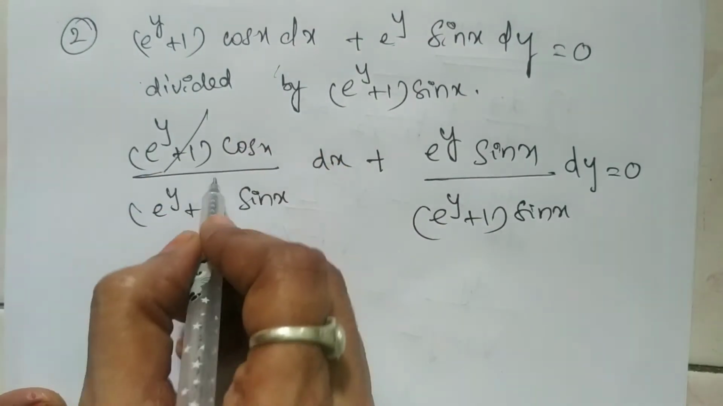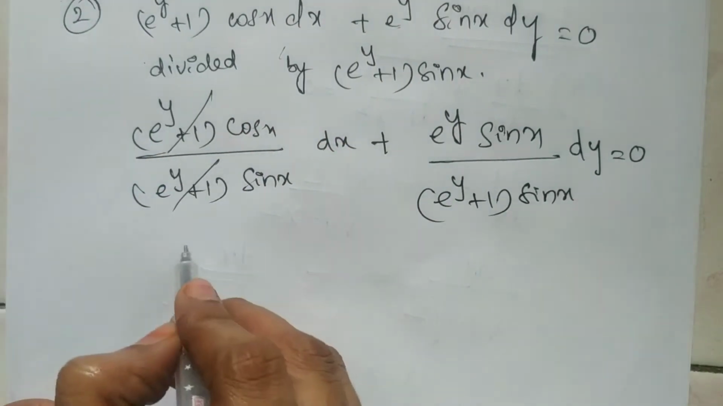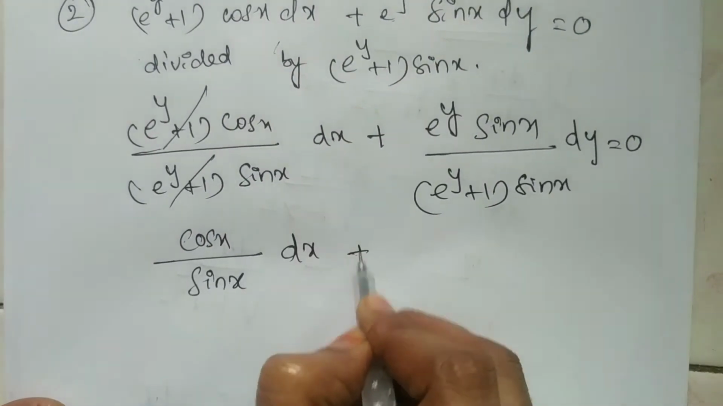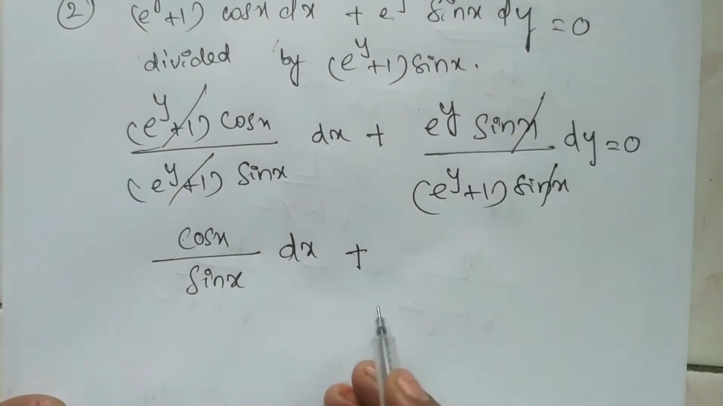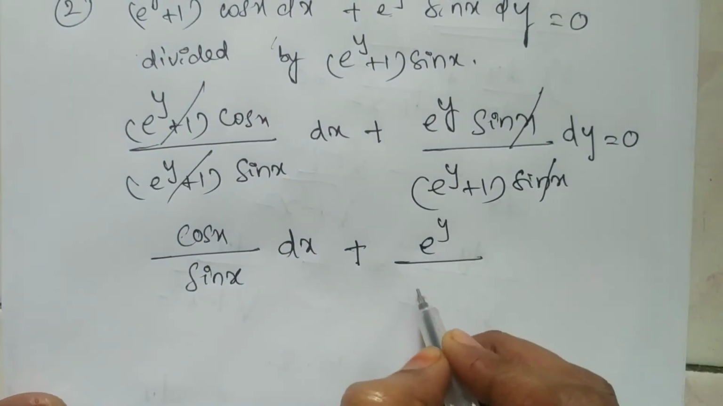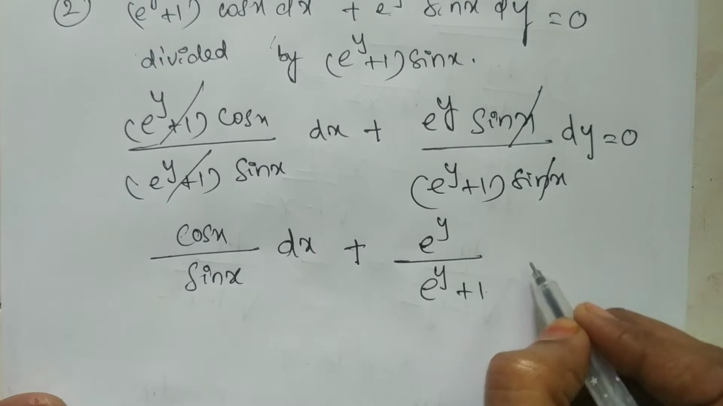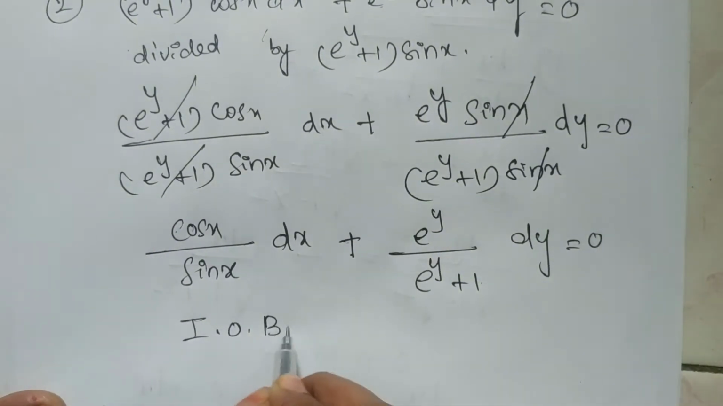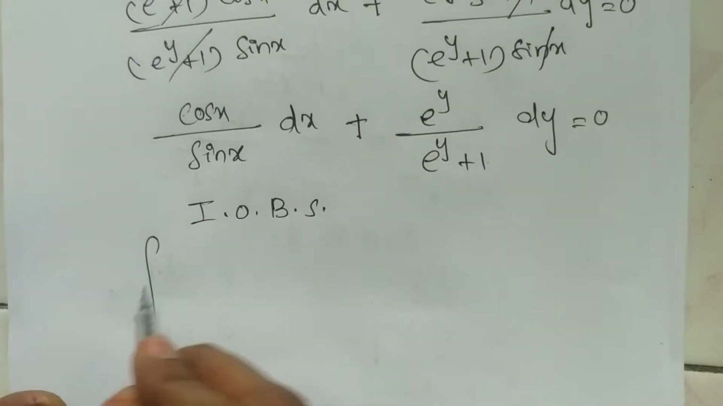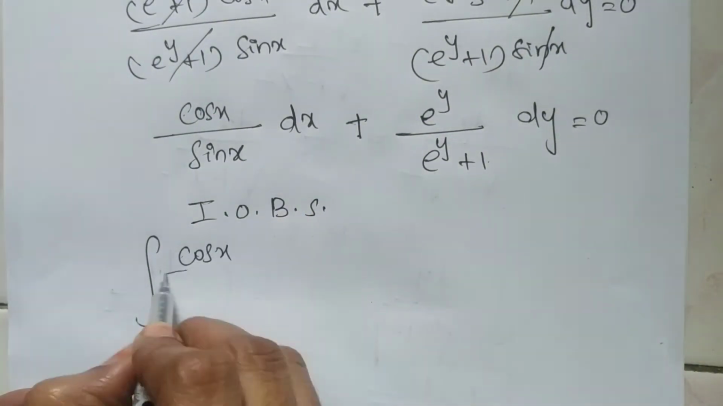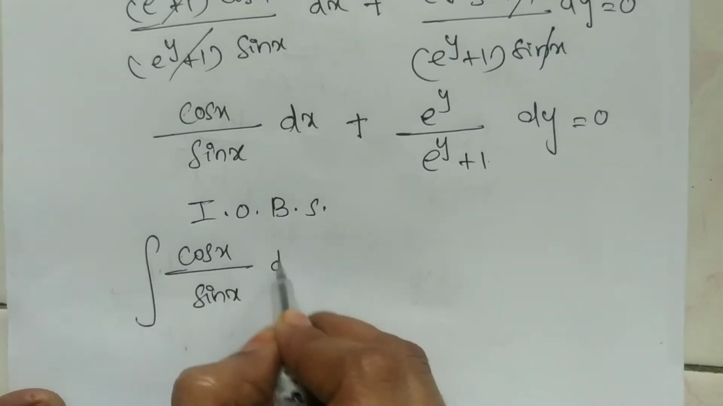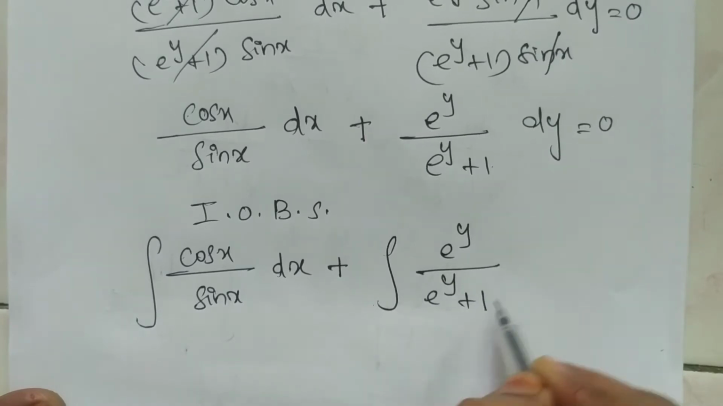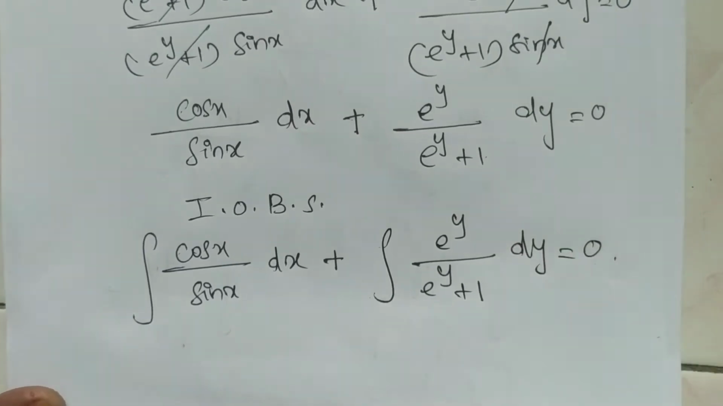In this, e power y plus 1 cancels. So cos x by sin x dx plus, here sin x cancels, e power y by (e power y plus 1) dy equal to 0. So integrating on both sides, that is integration of cos x by sin x dx plus integration of e power y by (e power y plus 1) dy equal to 0.